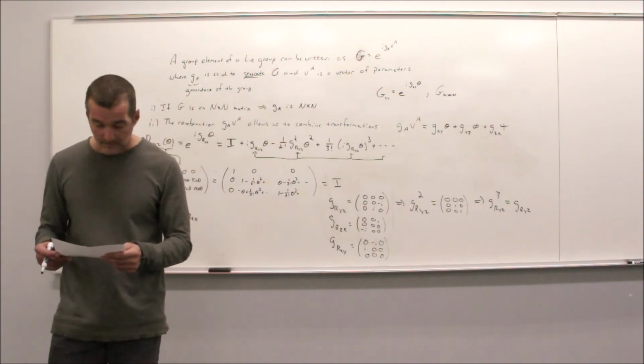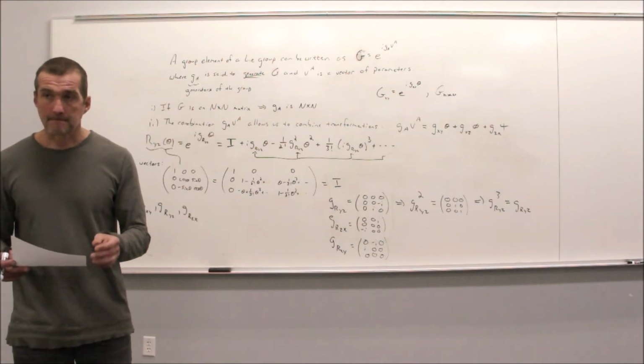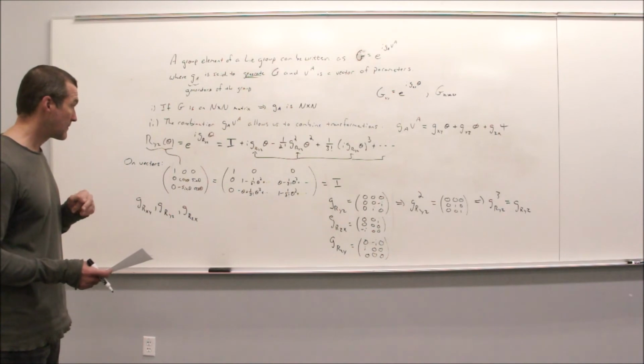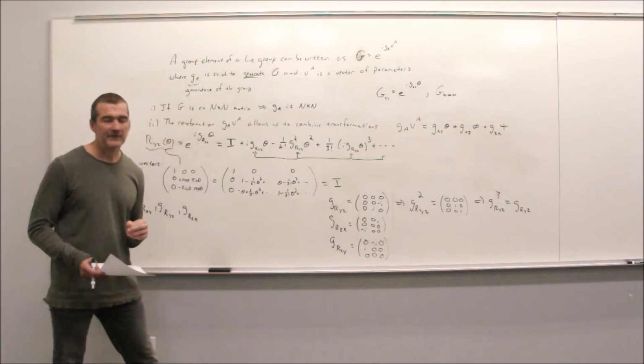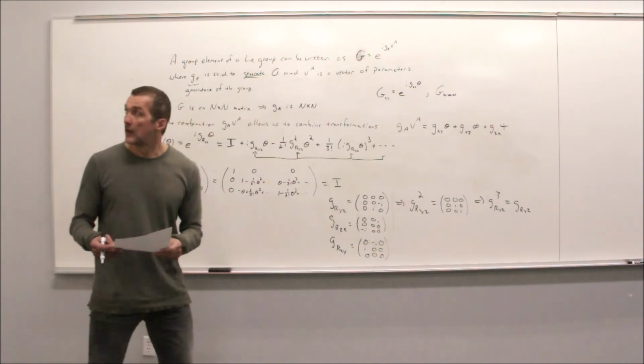Why does the ZX one have the negative in a different spot? Because you think you'd build it out of just rearranging the sines and cosines. Yeah, I mean, you could. It just happens to work like that. Okay.